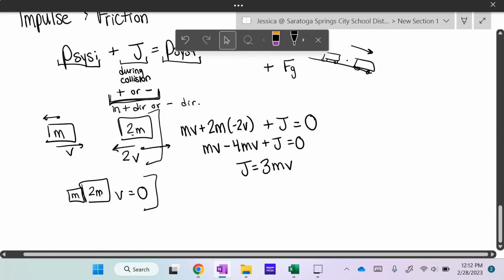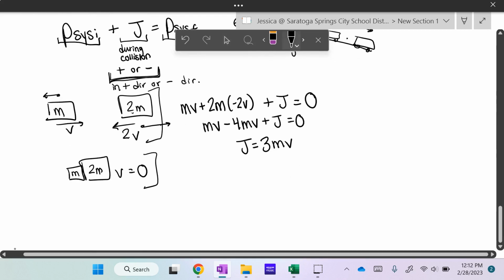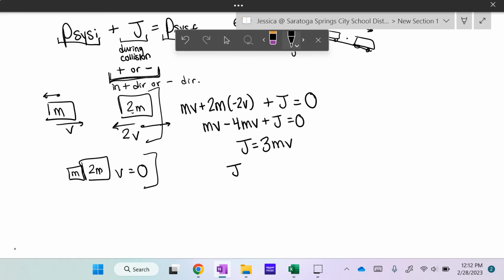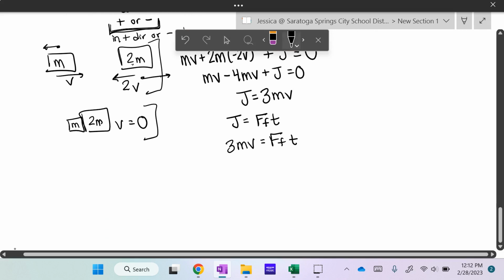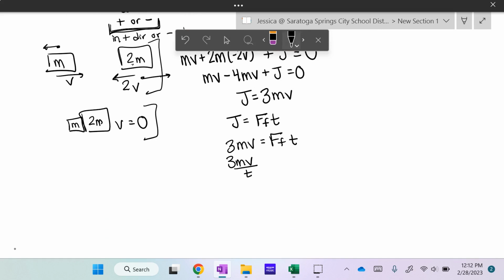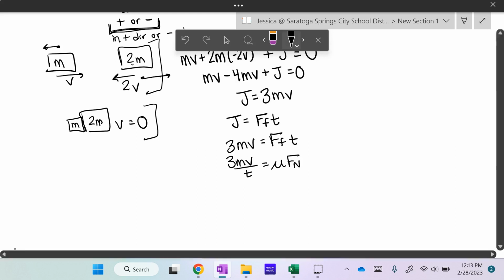Okay, so I can then take that impulse, which is represented with the letter J, think J for impulse. We don't ever really need to use it, but it's just fun to know. But impulse is equal to force times time, and here it's the force of friction that's causing this change. So I can set 3mv equal to the force of friction times time. I'm going to try and figure out what the coefficient of friction is. I probably should have said that from the beginning. So I'm going to divide both sides by t. Friction is really the coefficient times the normal force.